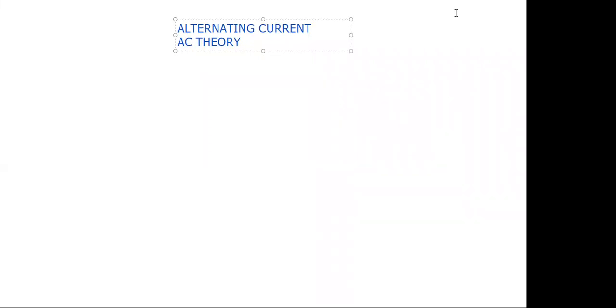Now with alternating current, the current changes periodically. So you can say an alternating current is one in which the current changes periodically. And when we say periodically, that means it changes with time. As time goes on, it changes with time. I hope you are getting it.